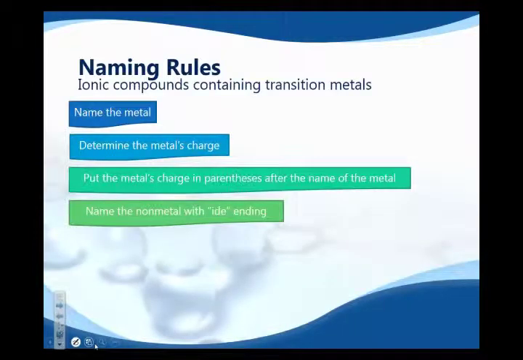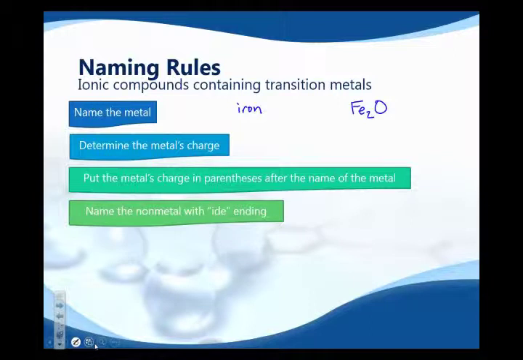So here are the rules. Keep in mind that now we can't just look at the periodic table and decide what the charge of the metal is. So the name has to tell us what the charge on the metal is, so that someone can come up with the correct formula from the name. Let's take, for example, Fe2O, and we need to name that. The first step is to name the metal, which is iron.